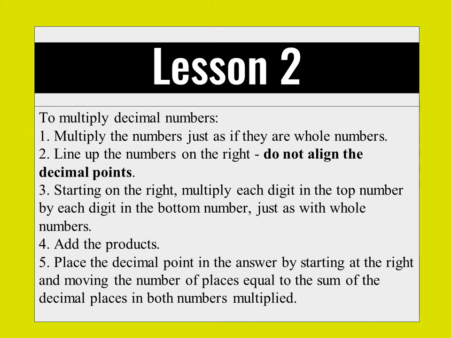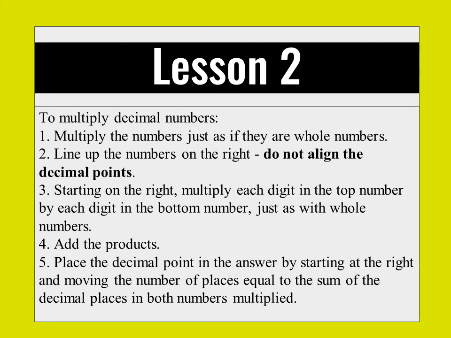Second, line up the numbers on the right. Do not align the decimal points. Third, starting on the right, multiply each digit in the top number by each digit in the bottom number, just as with whole numbers. Fourth, add the products.